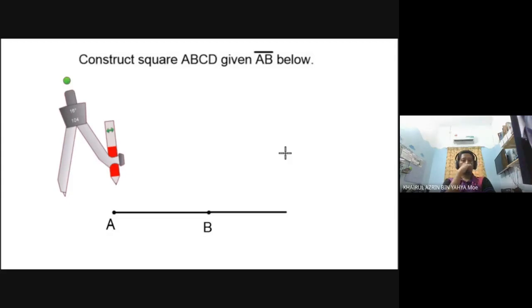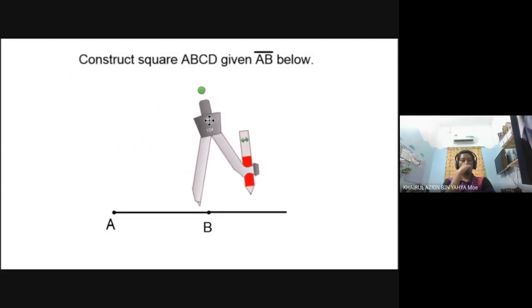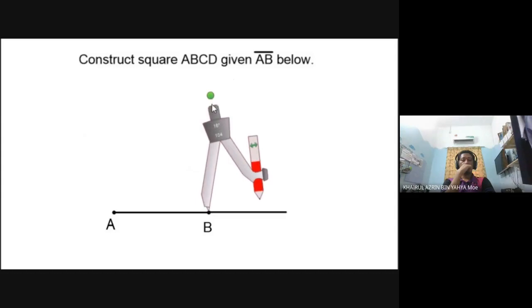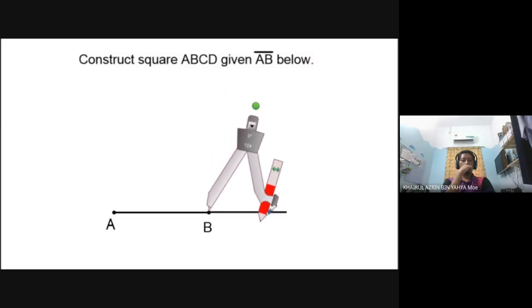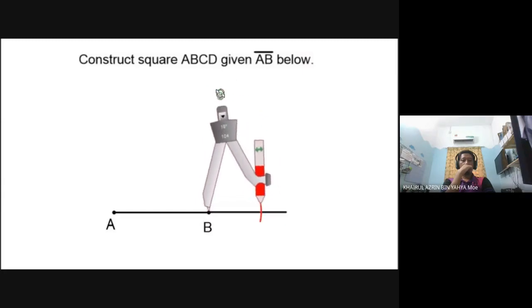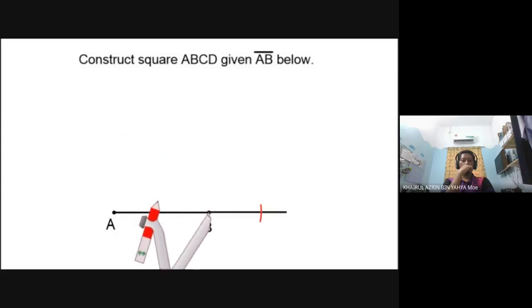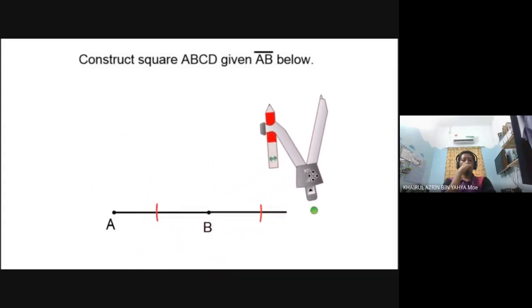And next, we're going to set the compass on point B, and we're going to construct a line perpendicular to this segment through point B. So we're going to swing the arc from point B on the right side, and we're going to do the same thing on the left side. So now we have two new intersection points here.